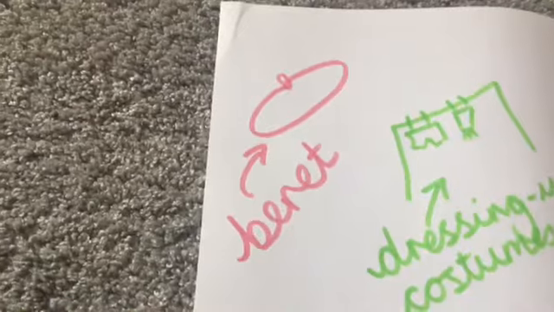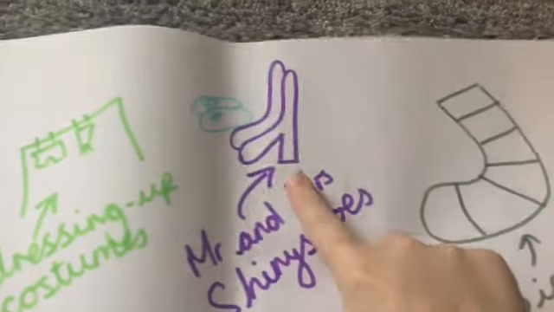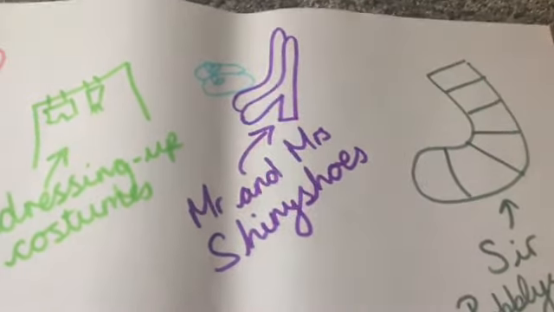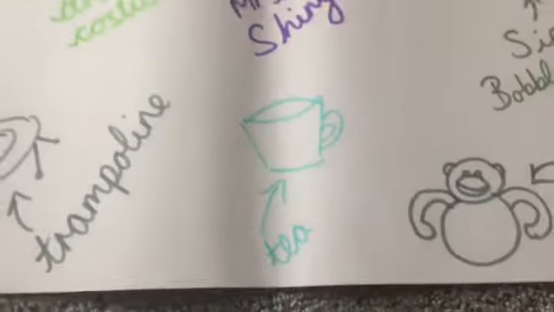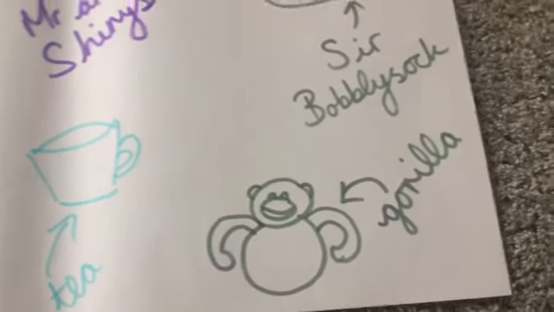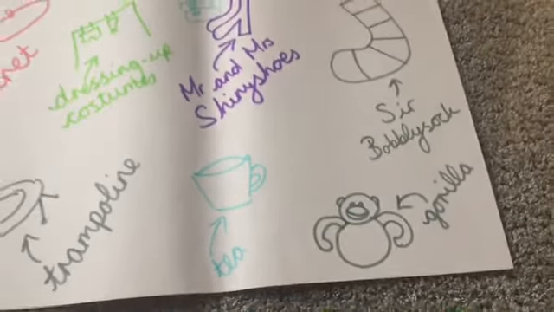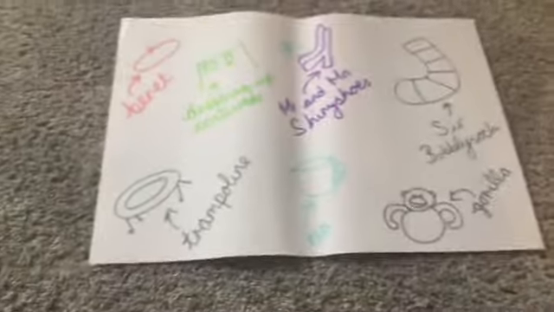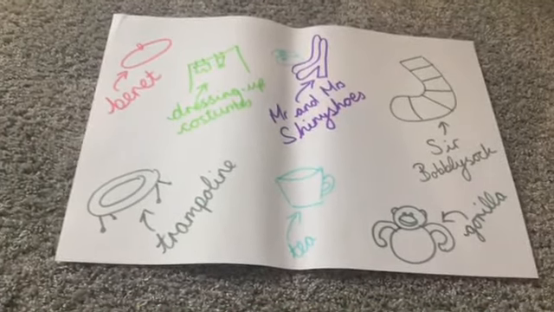We have a beret, which is a hat, could be lying around the house, dressing up costumes, shiny shoes, which he has turned into Mr. and Mrs. Shiny Shoes, bobbly sock. A trampoline was in the story, could have just been around the house, a cup of tea, and a gorilla. Now, I don't think Alex had a live gorilla in his house, but he may have had a stuffed gorilla, a teddy bear.